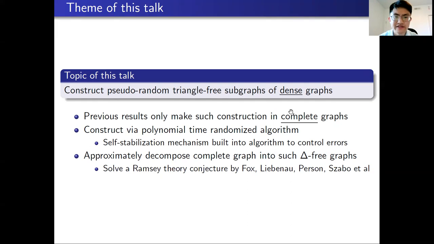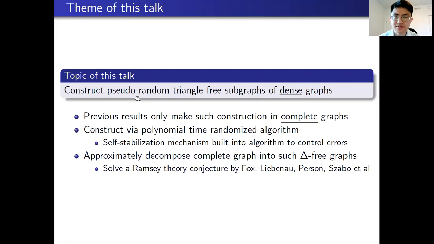Compared to previous results that only make such a construction in the complete graph, we can make such a construction in dense graphs. And we can construct the triangle-free graph satisfying the pseudo-random property by some polynomial time randomized algorithm. And in the algorithm, to control errors, we build in some self-correcting mechanism.